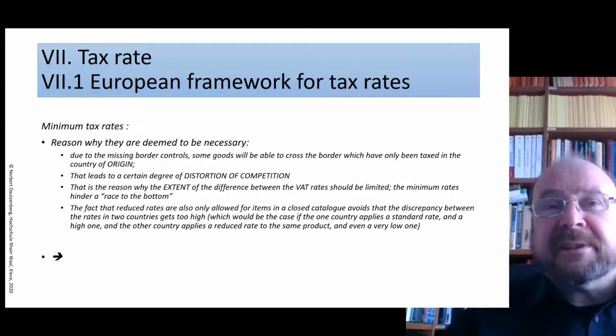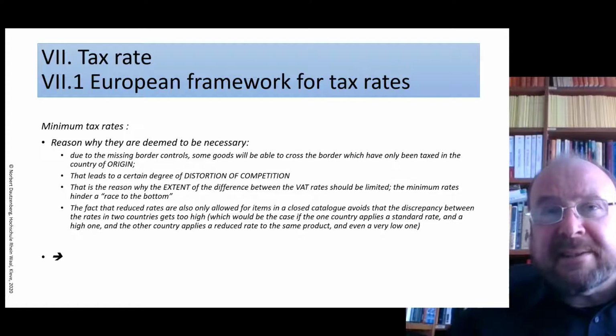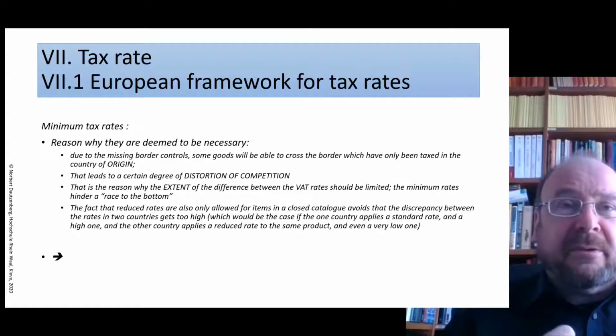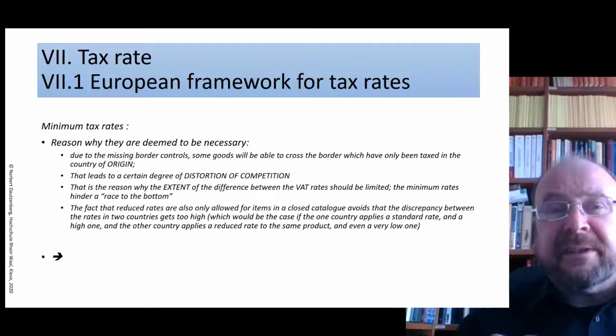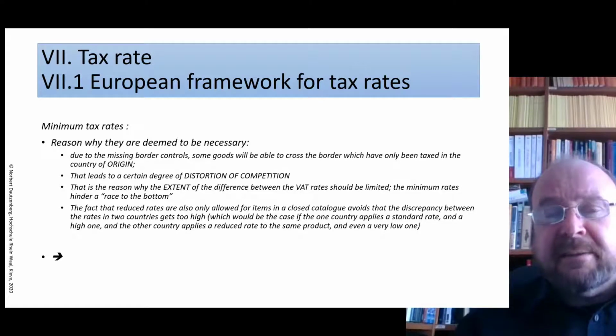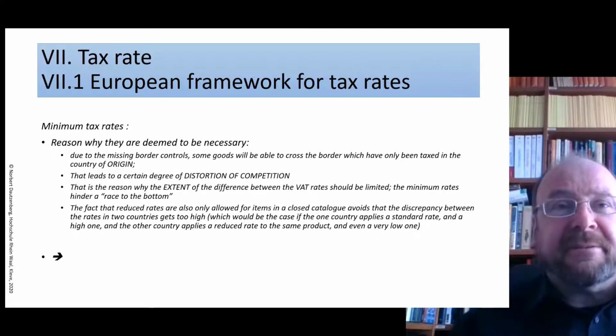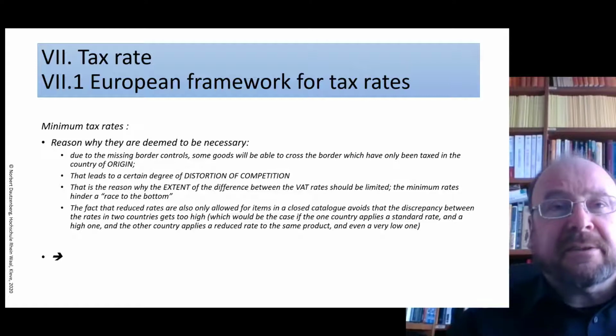Well, then the fact that reduced rates are only allowed for a closed catalog of items listed in the annex or explicitly in the VAT directive's text also has a same or similar background. Because imagine you have a certain item that is everywhere taxed at the standard rate, and now another member state introduces a reduced rate. Then suddenly the difference between the rates of the other states and the rate in this state could become enormous and could have strong distortive effects.